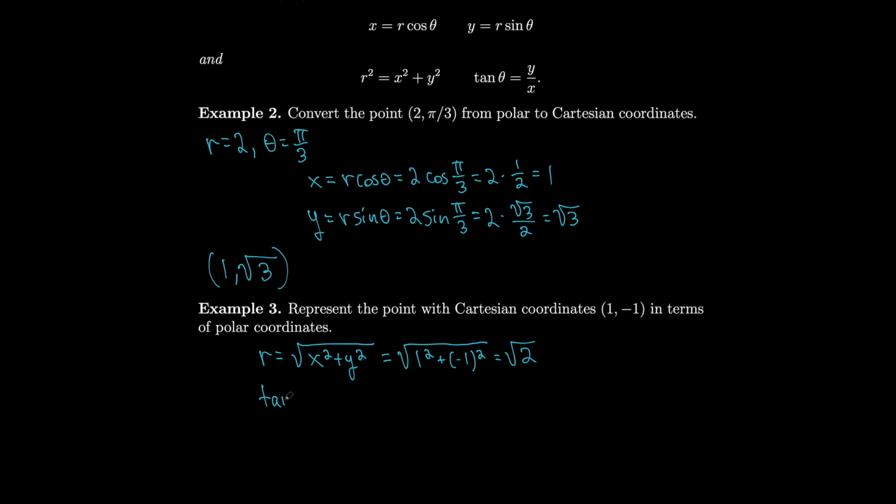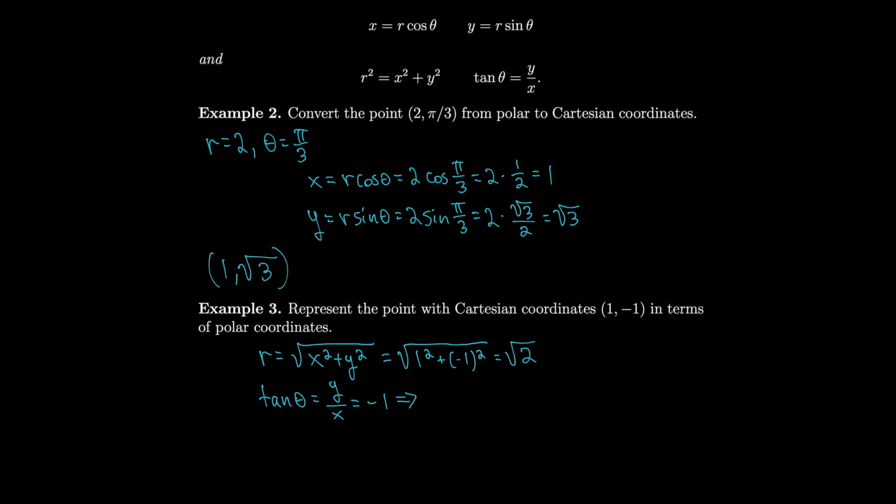Let's see what our theta is using the fact that tangent theta is y over x. So y over x is just minus 1 over 1, so it's minus 1. So when is tangent equal to minus 1? Well, tangent is negative in the second and fourth quadrants.